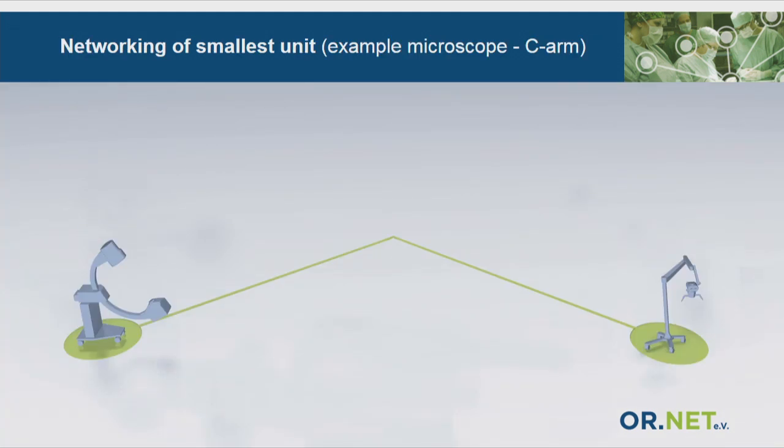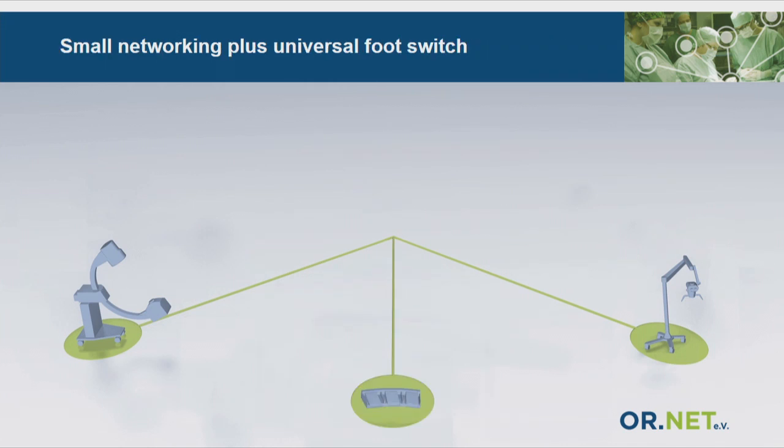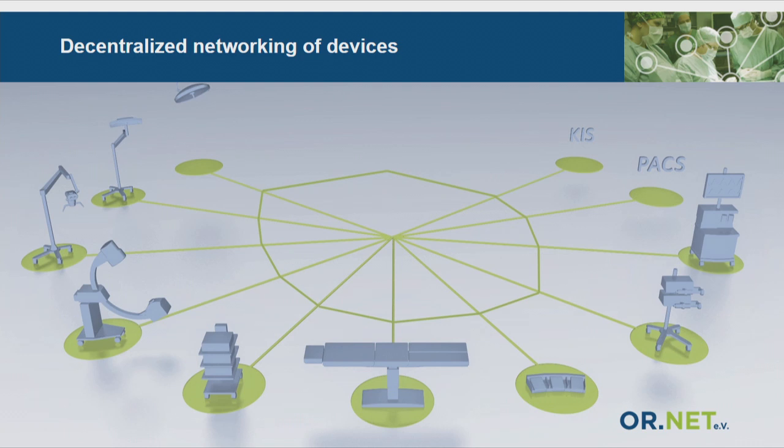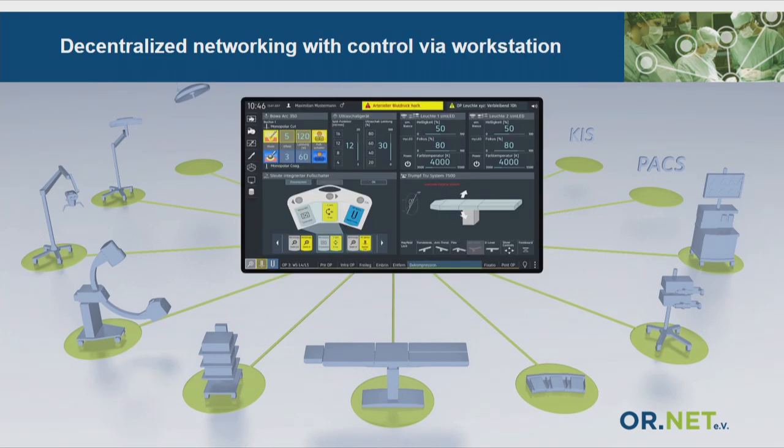Here is an example of the smallest network unit you may imagine, a microscope control, or the radio system. Or in between you can place a foot switch, a universal foot switch, which is able to control both other devices. Or you have the big concert of all devices which are not centralized in a network, or you place in between a surgical workstation which combines the interoperability of all the devices in the OR.